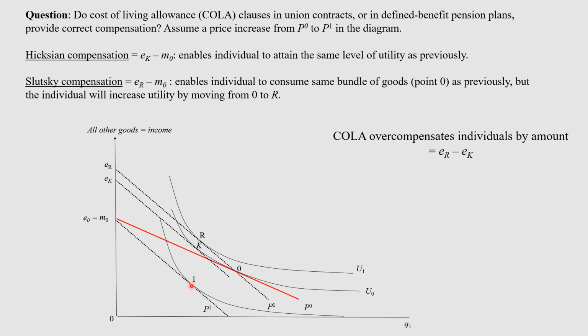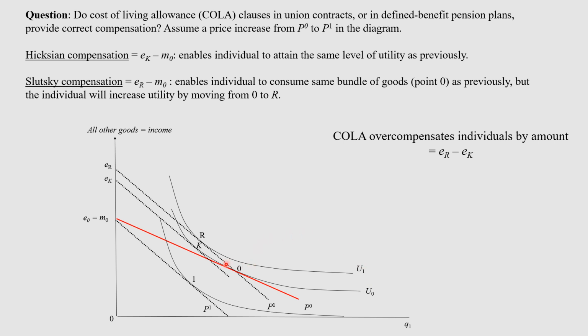Now, if you're being compensated, how does this compensation work? Well, if you're compensated so that you achieve the same level of utility, the same satisfaction as you did before, you'd want to be compensated to U0, and you'd end up at K, and your budget would then increase from E0 to EK, your expenditure that is, to retain utility level U0.